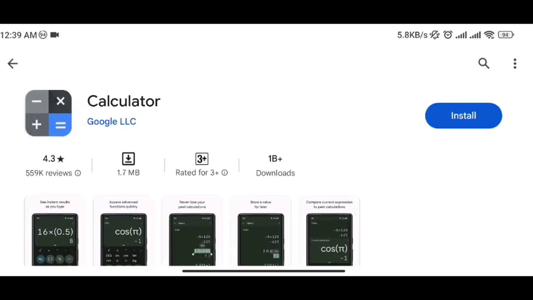First of all, go to the Google Play Store and search calculator. Under the calculator text you see Google LLC. It's a Google LLC calculator, and download this calculator. Many kinds of calculators are in the Play Store, but you must download the calculator which is tagged with Google LLC. Now go to the Play Store, search Google Calculator, then install the software.